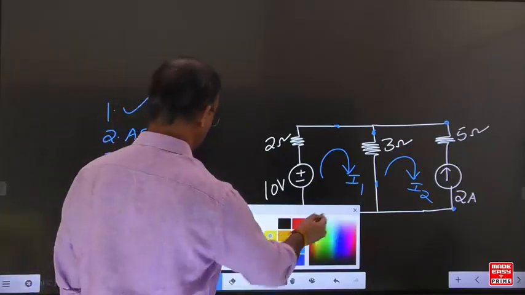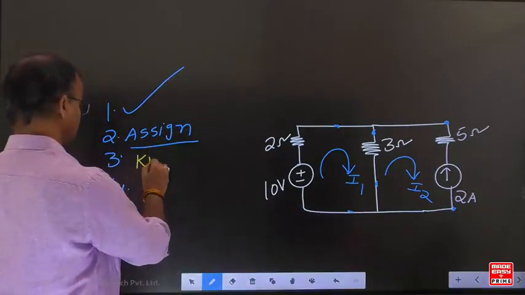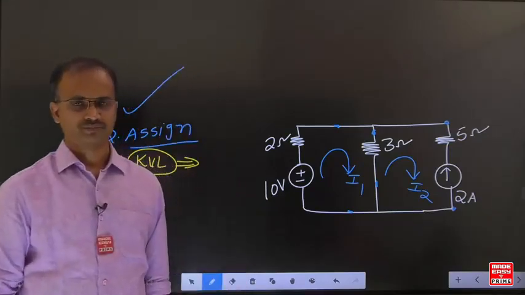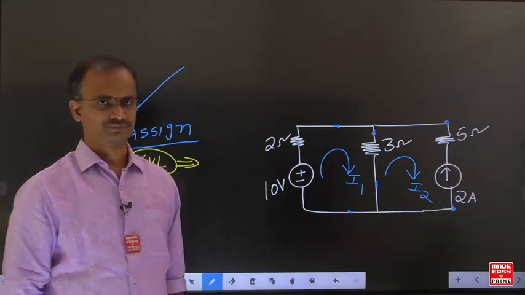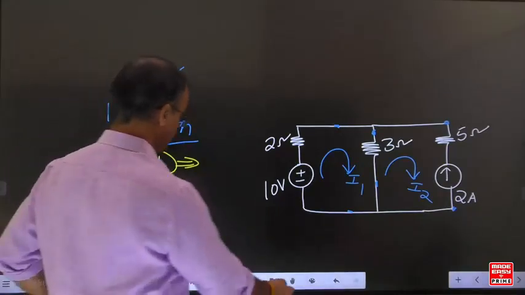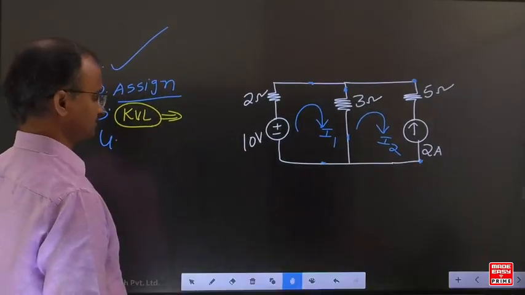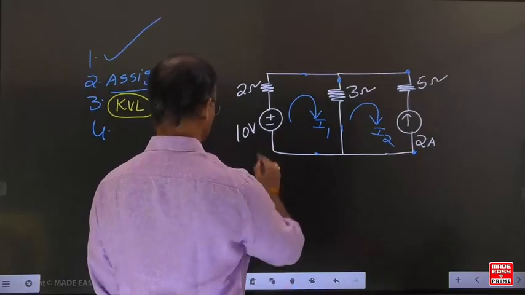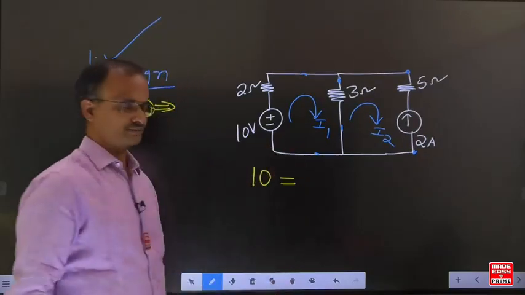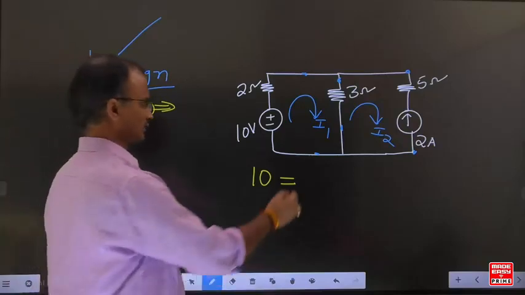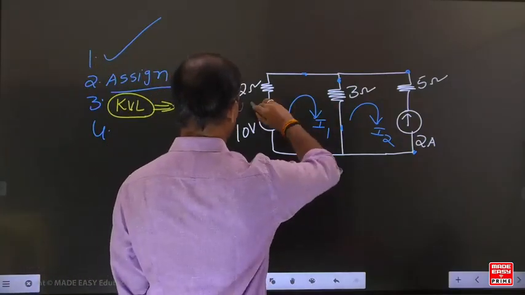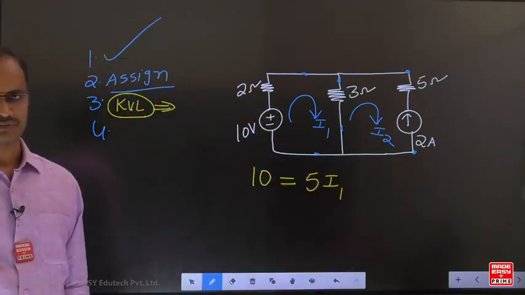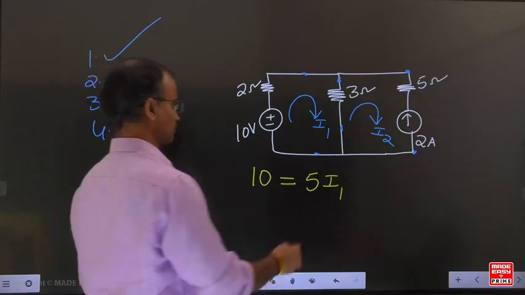Next, develop the KVL equation for each mesh. Now in this example, let's write the KVL equations. Here, going from lower potential to higher potential is a voltage rise. In this example, the I1 current circulates through 2 and 3. But what is the total resistance? 5. 2 and 3, that is 5. Now come to the 3 ohm resistance.